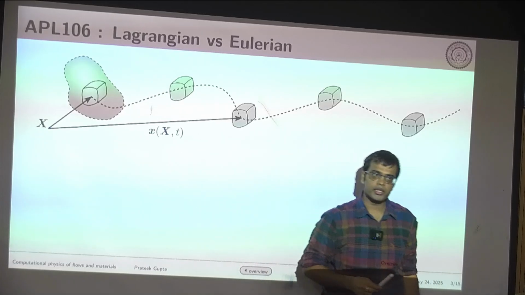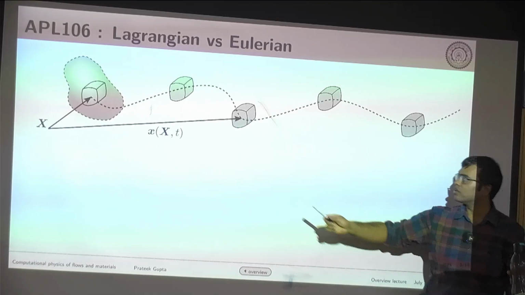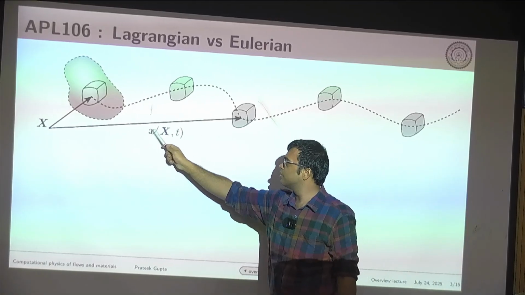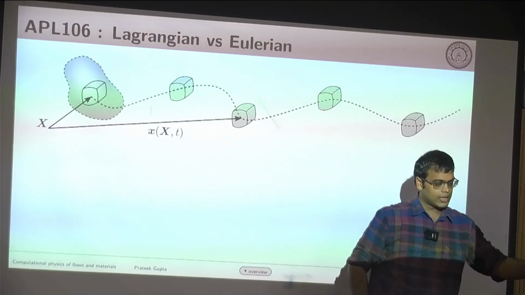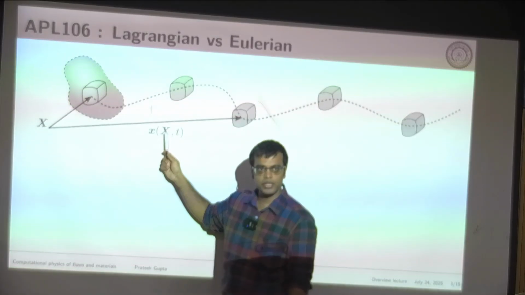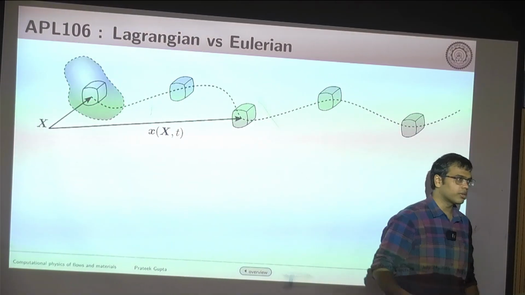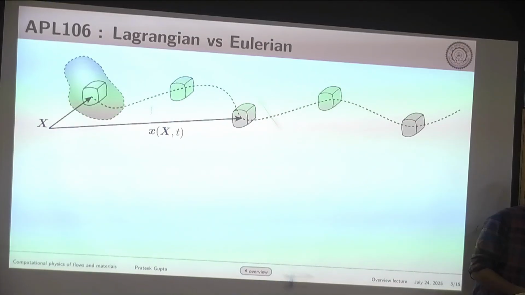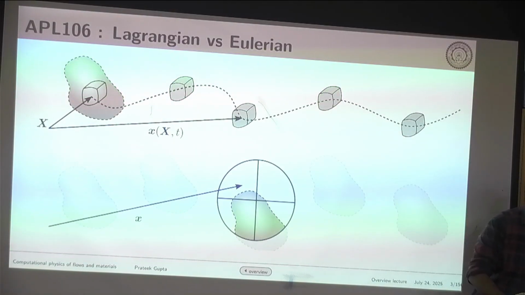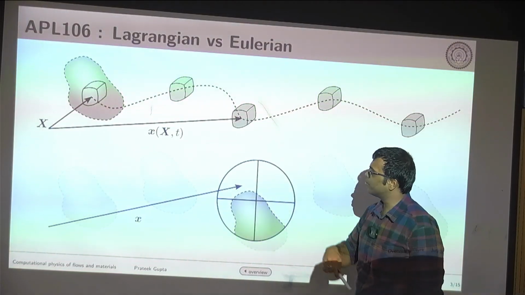The spatial point is denoted by small x and the material point is denoted by capital X. So, a way to read this function is: the spatial location of a material particle which was initially at capital X at time t. So, this is a spatial location, there is a coordinate. Now in this we are tracking the particle, okay? We are tracking the material particle.